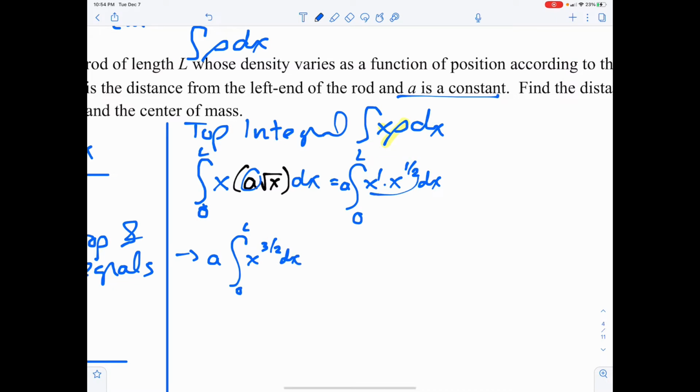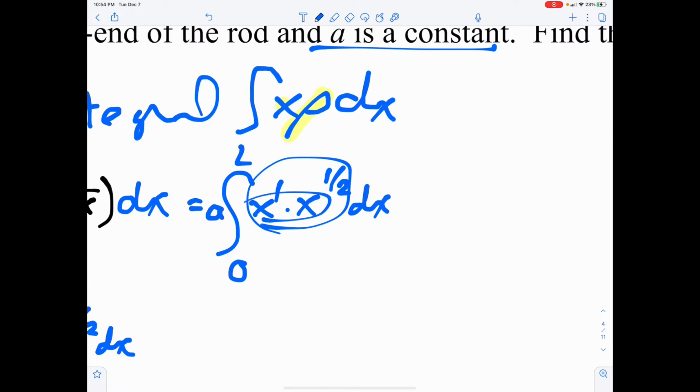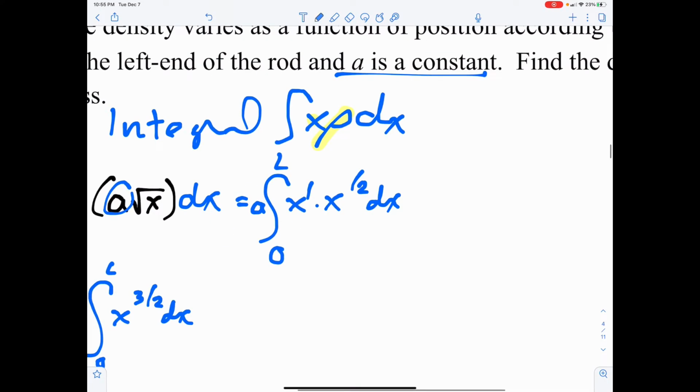Think about your rules of exponents here. If the bases are the same, what do I do? I add the exponents, don't I? So that's going to be 1 plus 1/2, which is 3/2.